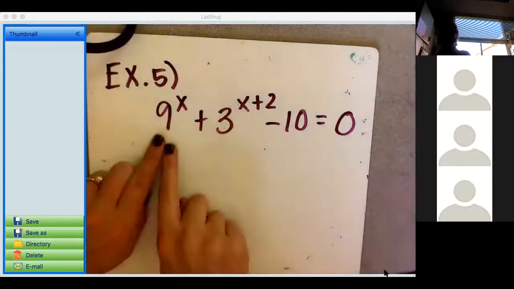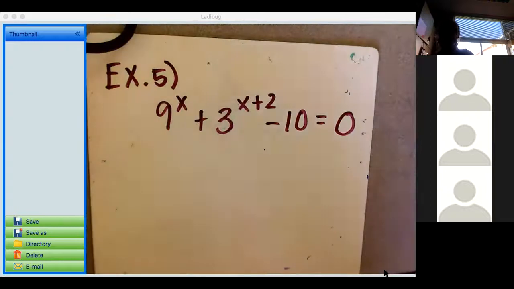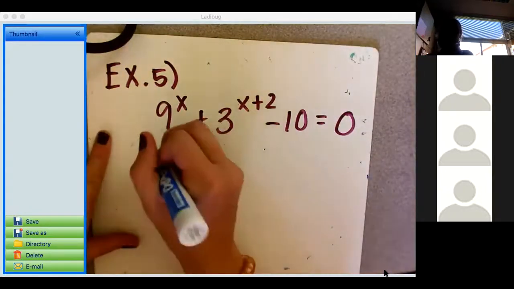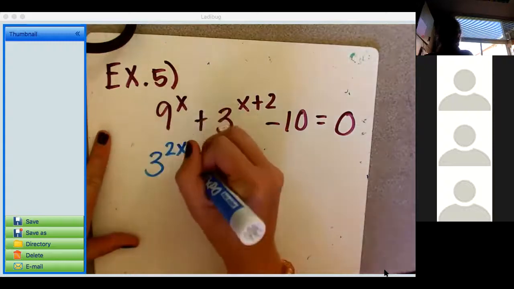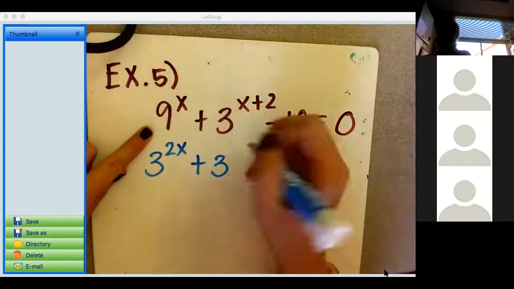Can you write 9 as a base of 3? Sure can. What do we write? 3 squared. Okay. No, I know that's what you meant, but I was like, come on, Kevin. 3 squared is 9, right?